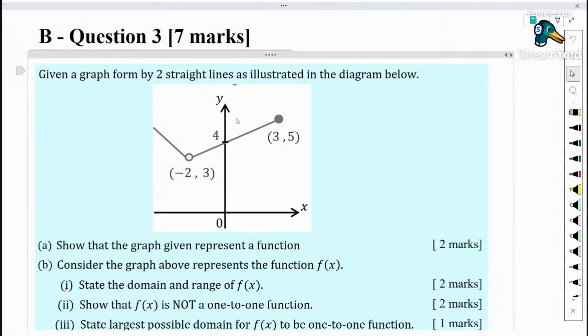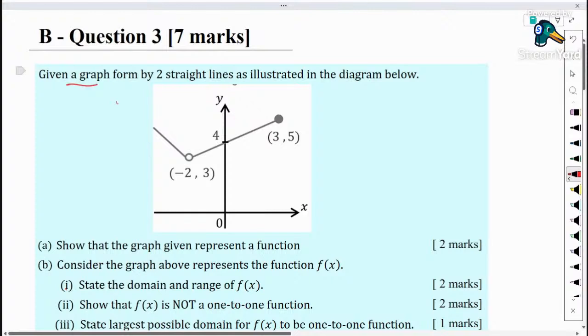So start from these questions here, you were told that this is a graph. Below, you're given a graph formed by, I think it's a grammar mistake here, formed by two straight lines as illustrated below. So we have two straight lines, the one that I highlighted in blue and the one that I highlighted in yellow, two straight lines here. And of course, with the labeling, as you see the points and also the intersections.